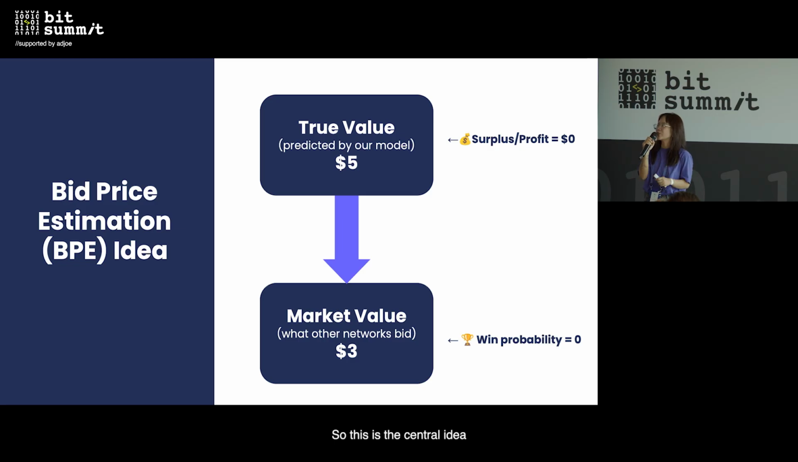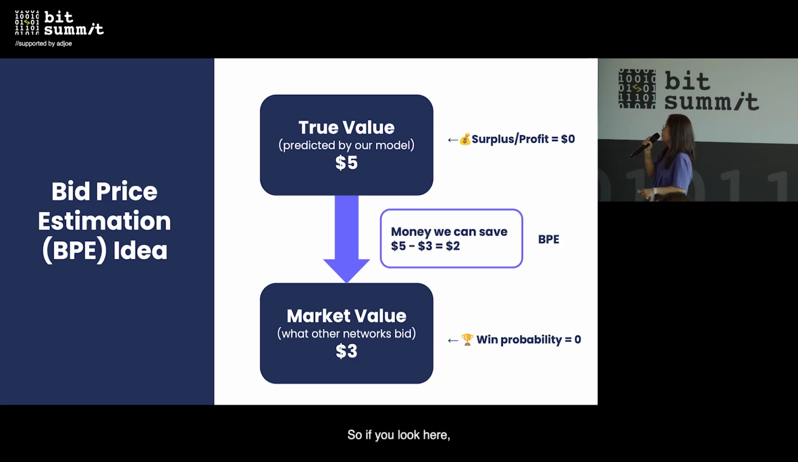So this is the central idea of how BPE works. There are two sides. The first part is the true values. This is how much we think these opportunities or impressions are worth, and this is estimated by our other models in our machine learning ecosystem. And there is also another side, which is the market values. This is how much the other ad networks or the other players think this ad is worth.